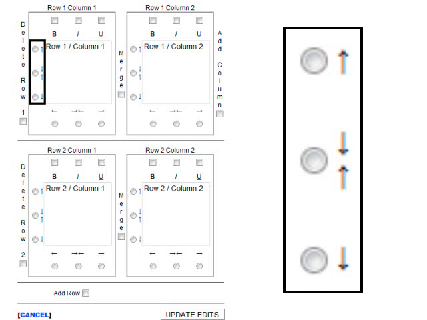Immediately to the left of each cell text box is a column of radio buttons for aligning the cell text to the top, middle, or bottom of the cell.